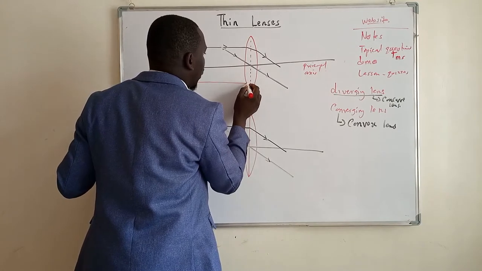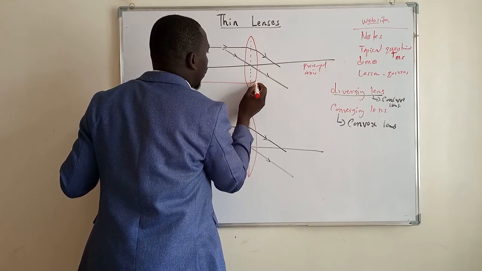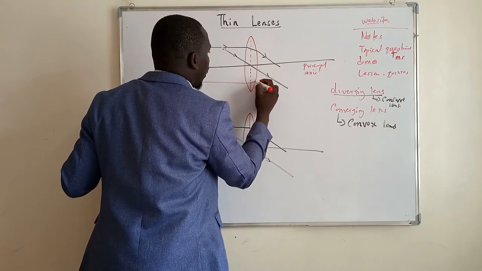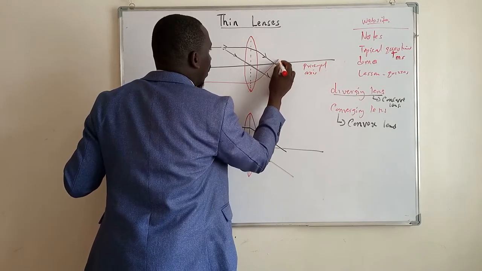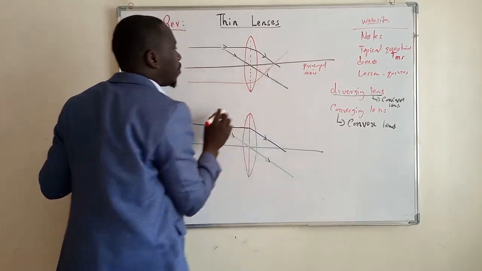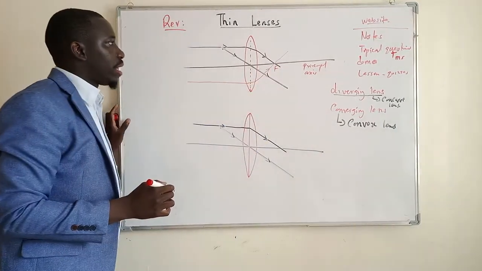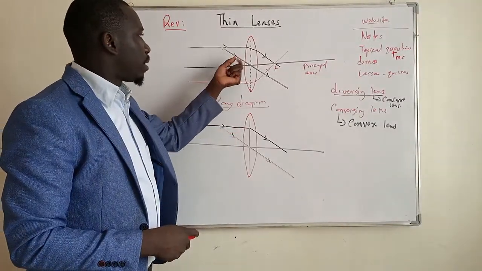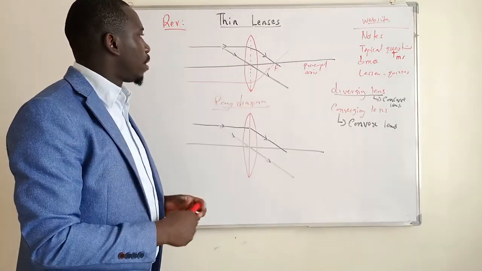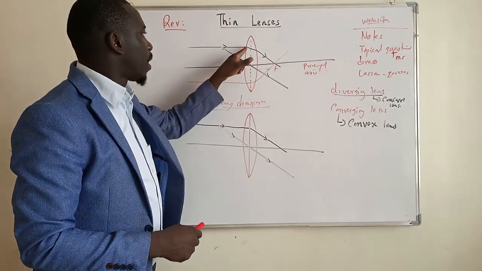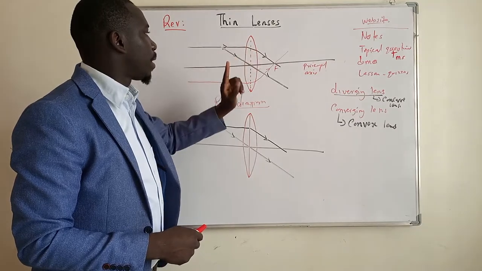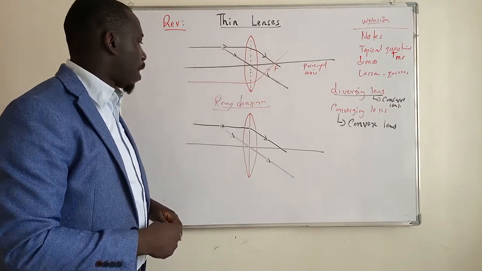If there's another ray of light somewhere here, it's going to get refracted and then refracted again, and then they will meet at this particular point. Where they meet is called the principal focus F. A lens bends the ray of light in two parts, at this particular part here and at this particular part here, and that is what happens.